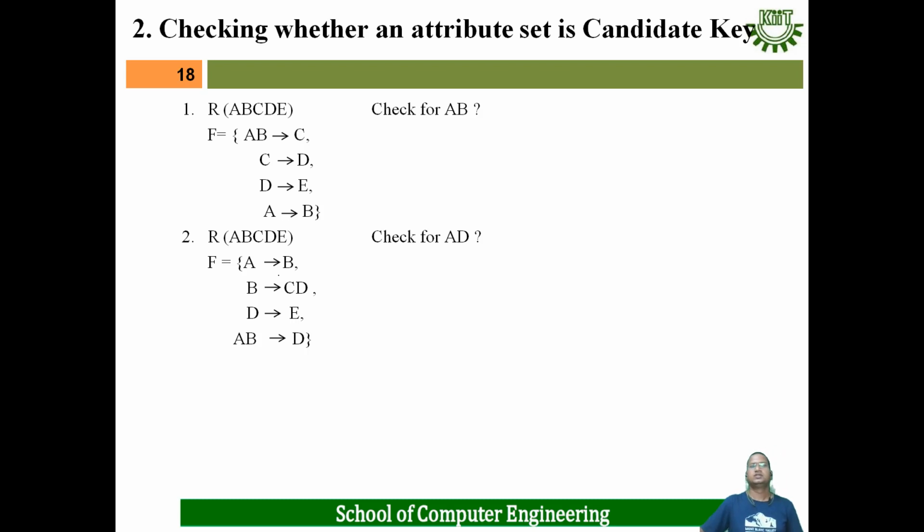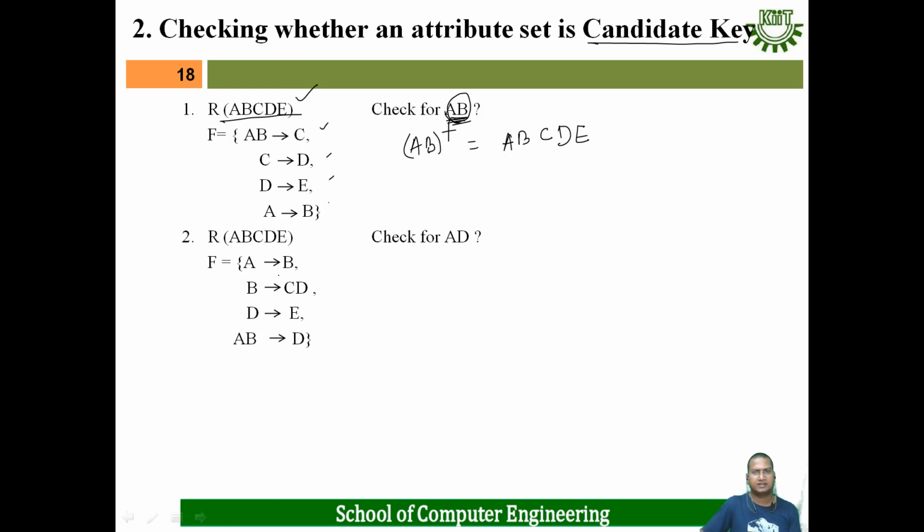Now we'll see how to check whether an attribute set is a candidate key or not. Suppose we check for AB. In this case, suppose R, A, B, C, D, E is a relation and these are the functional dependency set. It is asked whether AB is a candidate key or not. Before that, first you find out AB closure. Directly you can check what AB closure will be using this functional dependency. A, B, then from AB we can derive C, from C we can derive D, from D we can derive E. So B, C, D, E.